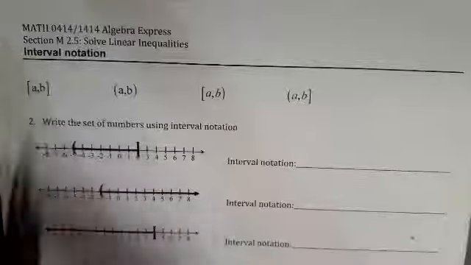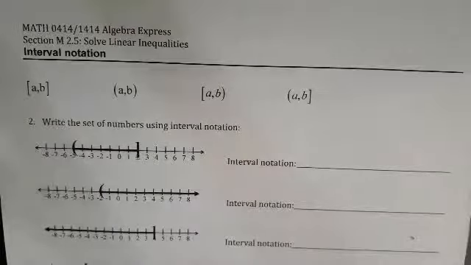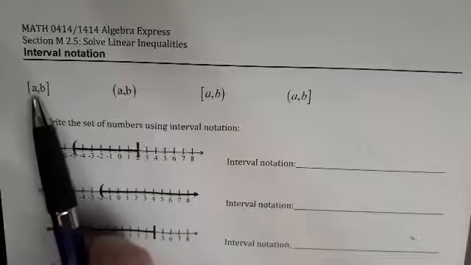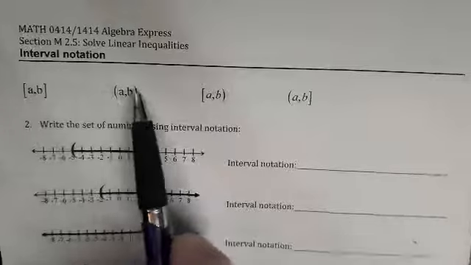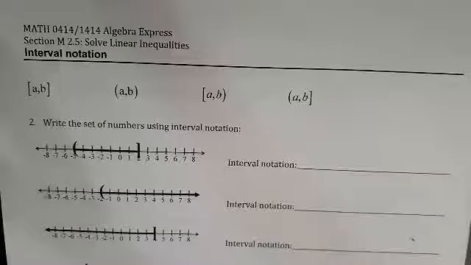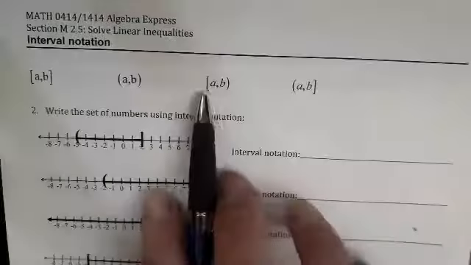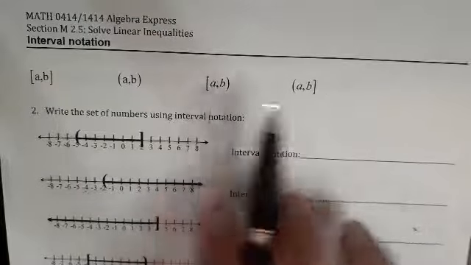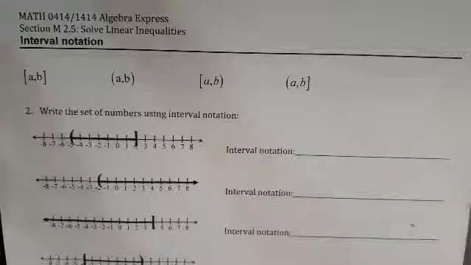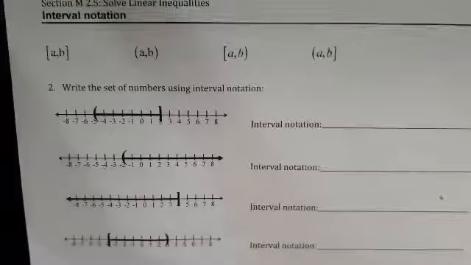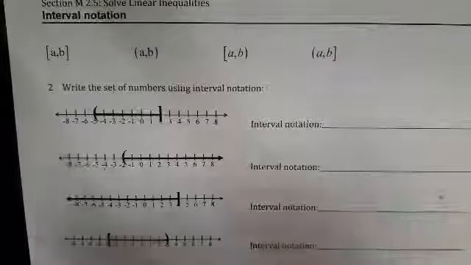it correlates exactly to the parentheses that we had. So if we have something like this, it's going to include both A and B. If we have something like this, it's not going to include A and B. If we have something like this, it's going to include A, but not B. Here, it's not going to include A, but it's going to include B, right? And so we use interval notation to sort of talk about those graphs like we had on the previous page.